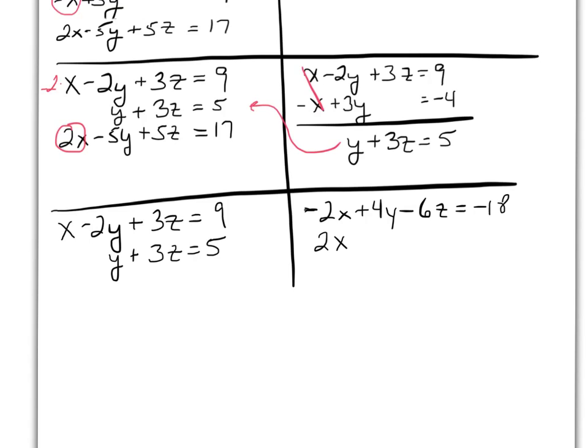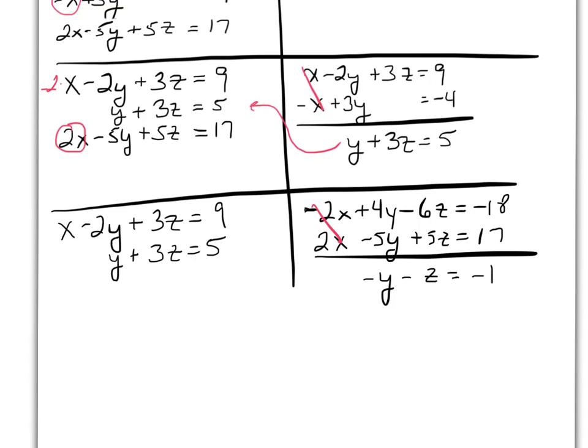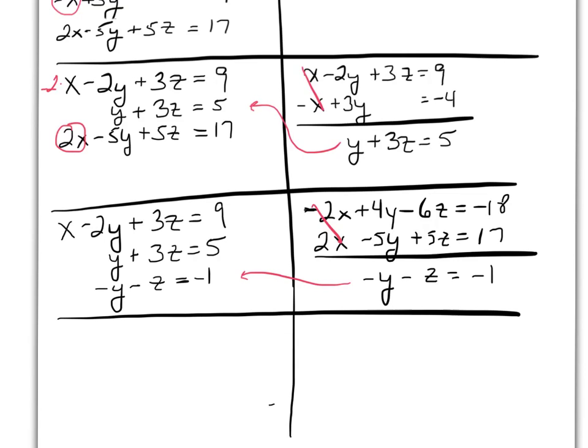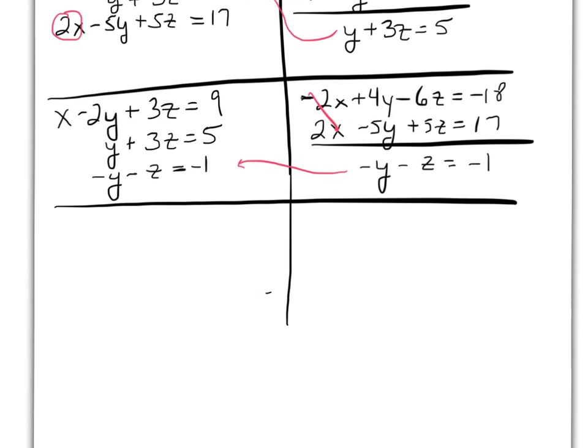Then our third equation, 2x minus 5y plus 5z equals 17. Add those together. This is gone. We get negative y minus z equals negative 1. Okay, so we're going to take this and replace that third equation. So we've got negative y minus z equals negative 1. So we're a step closer to our step formation.